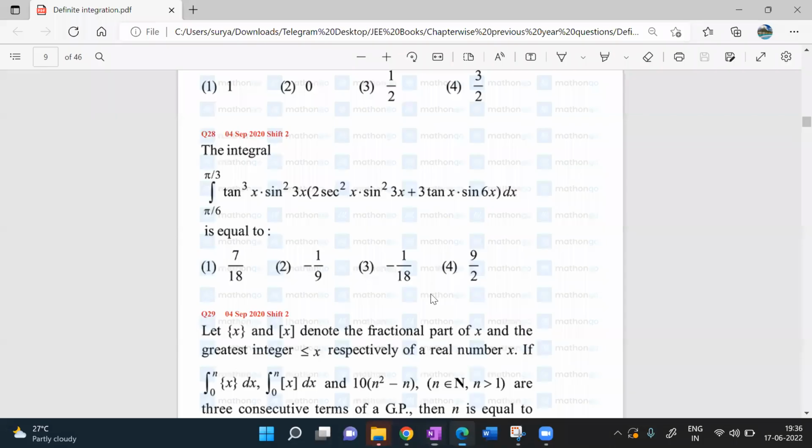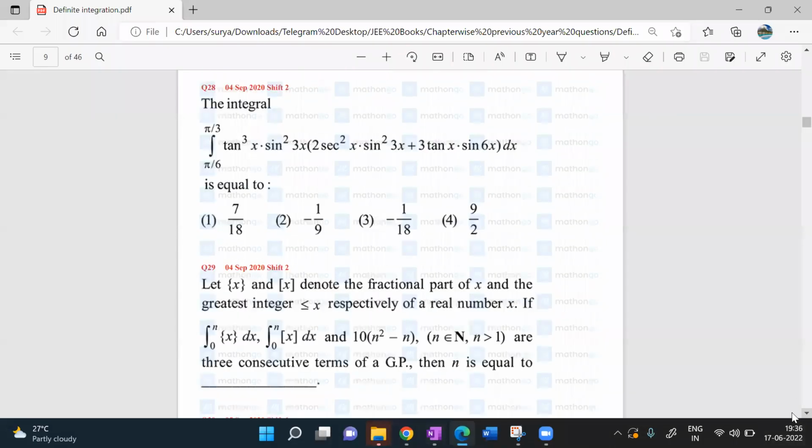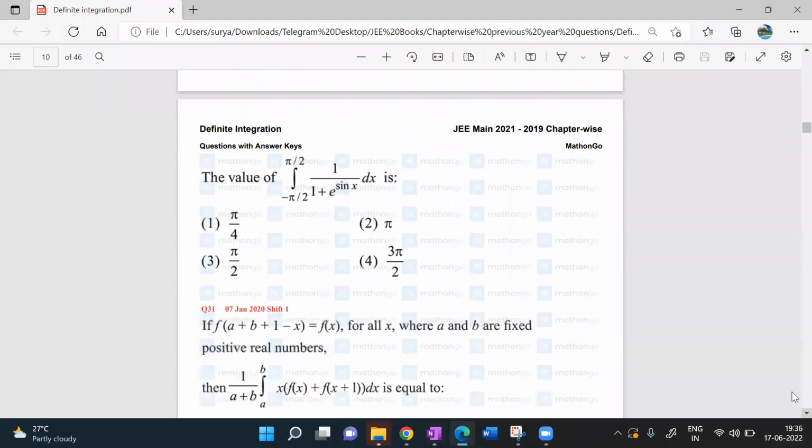Next, 29th question is a homework to you all. 30th we will solve.